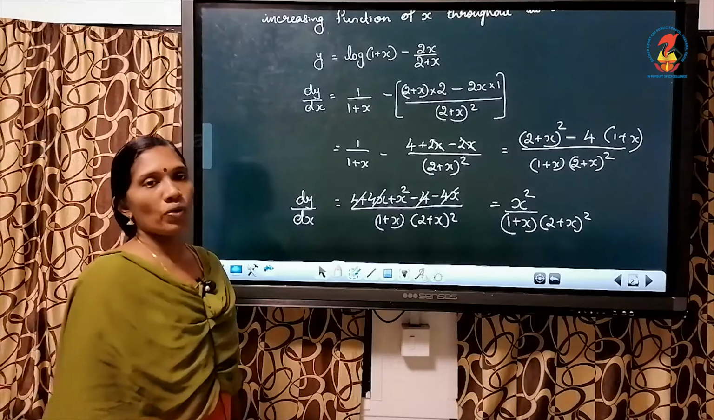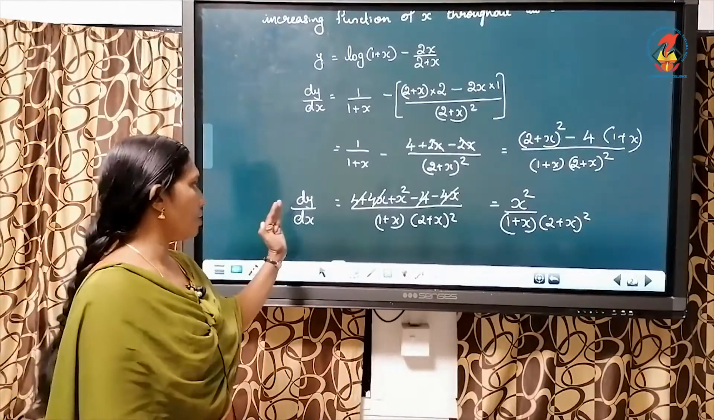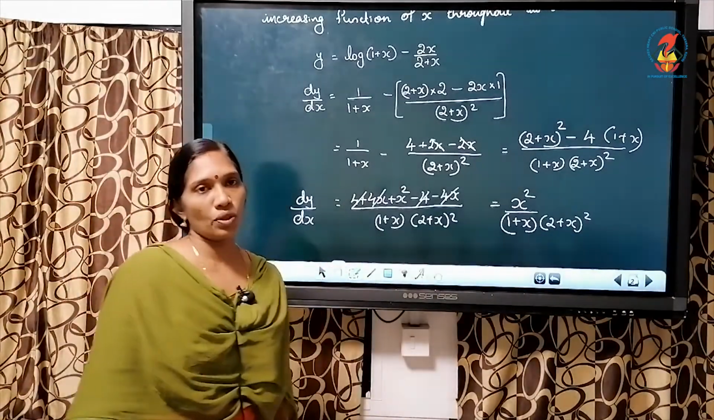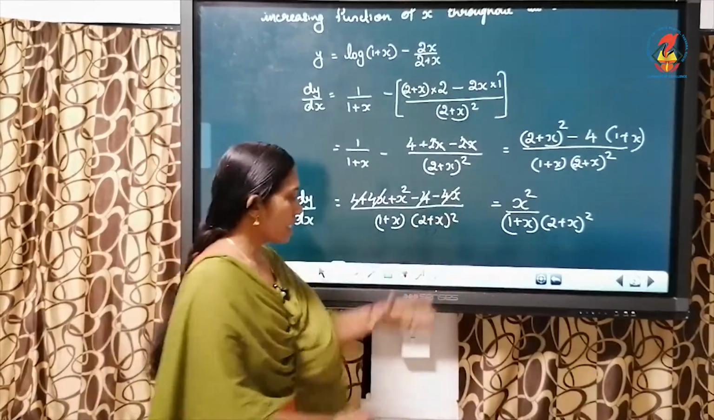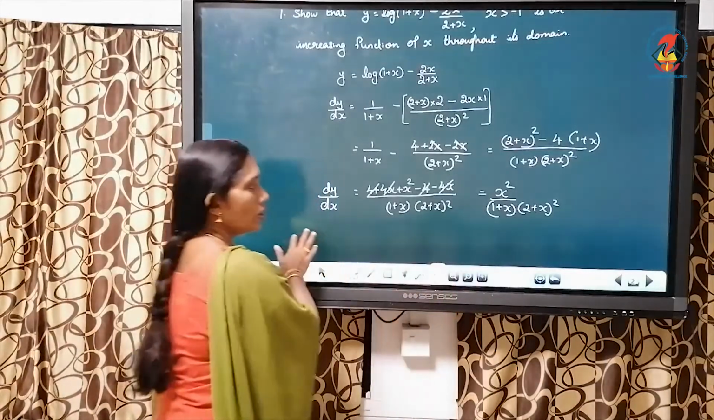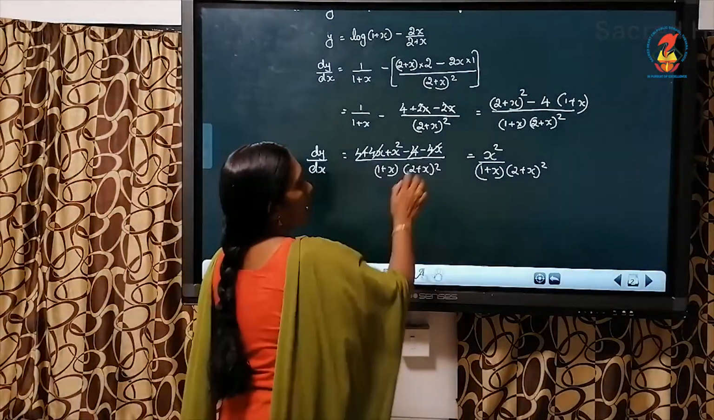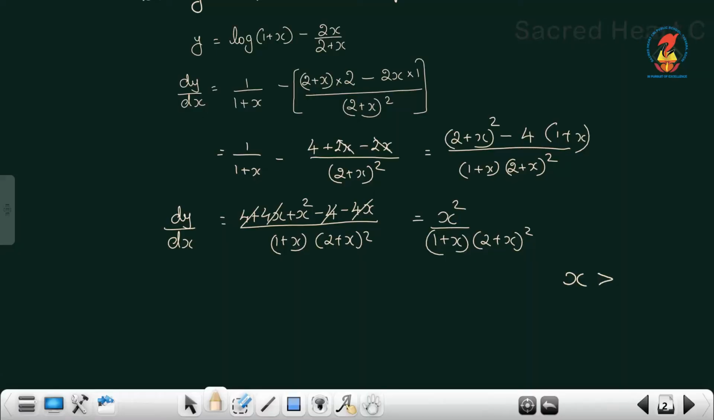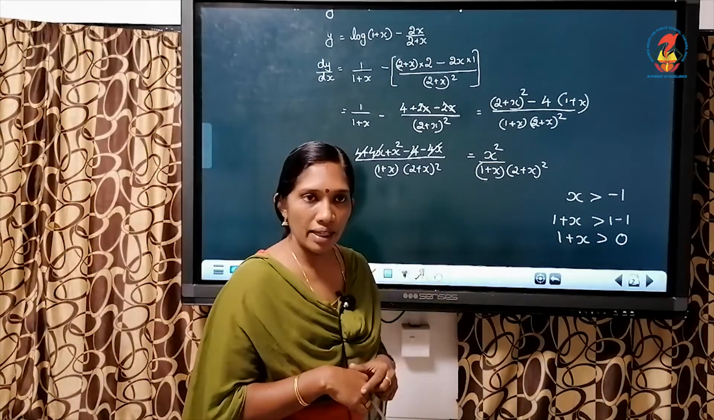We have to prove y is an increasing function. So this should be greater than or equal to 0, that we have to prove. Is this right hand side greater than or equal to 0? Given that x is greater than -1. So what about this 1 + x? Add 1 on both sides: 1 + x is greater than 1 - 1, that is 1 + x is greater than 0. So this first factor is greater than 0.